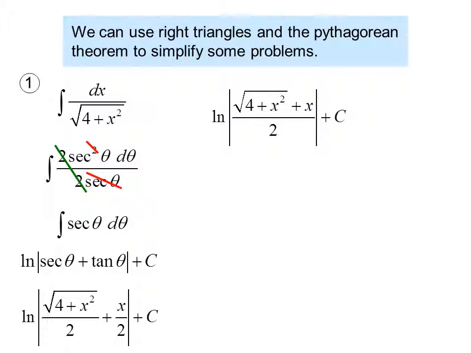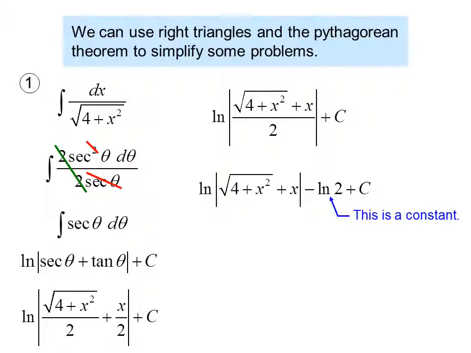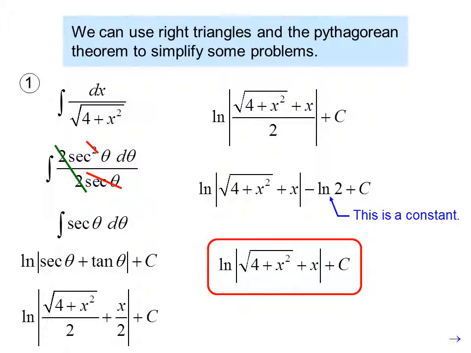Since we have a common denominator, we can combine the terms, and then we can separate the natural log into the log of the absolute value of radical 4 plus x squared plus x minus the log of 2, and the plus c comes straight down. But ln 2 is a constant, so our final answer is ln absolute value of radical 4 plus x squared plus x plus c as we combine the constants.